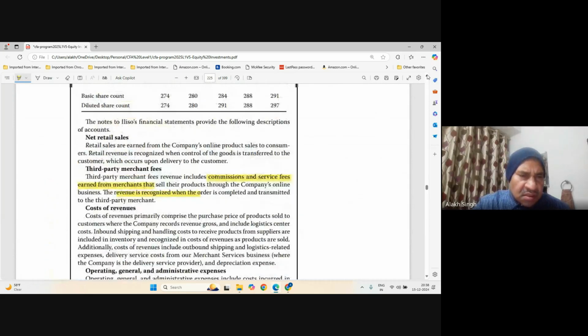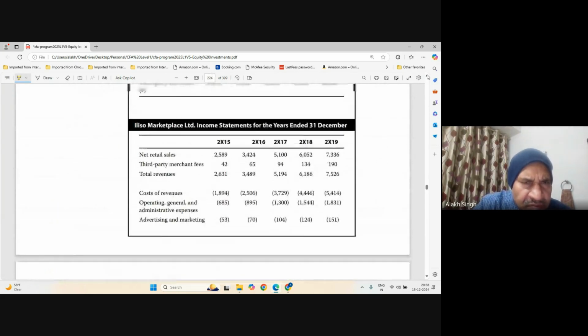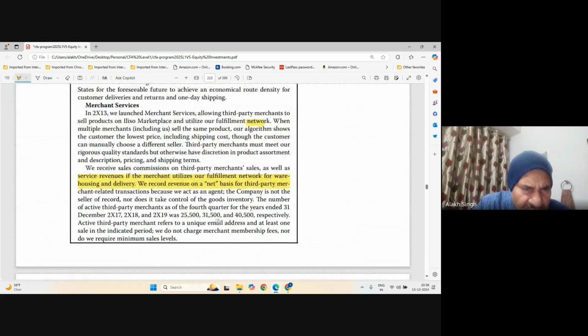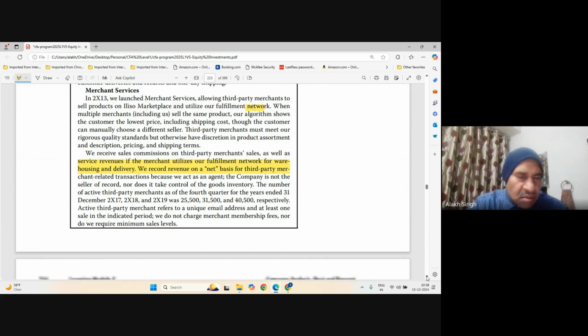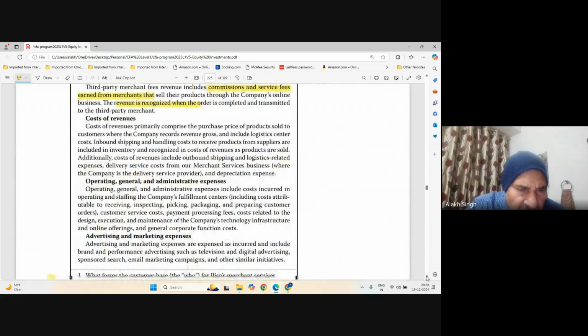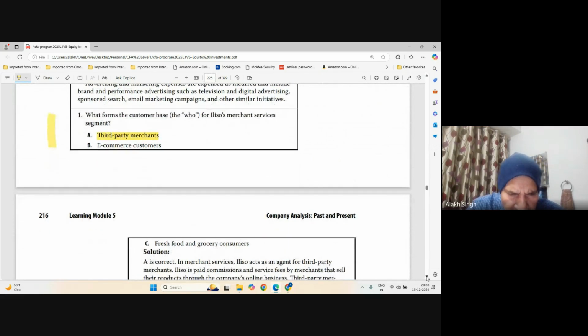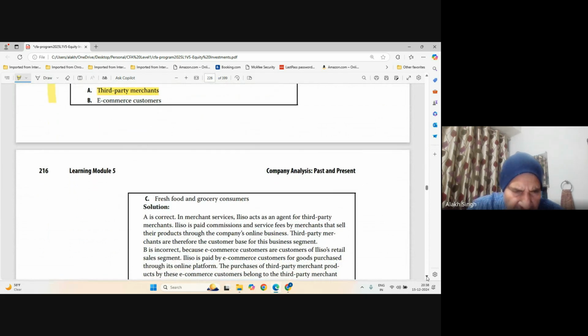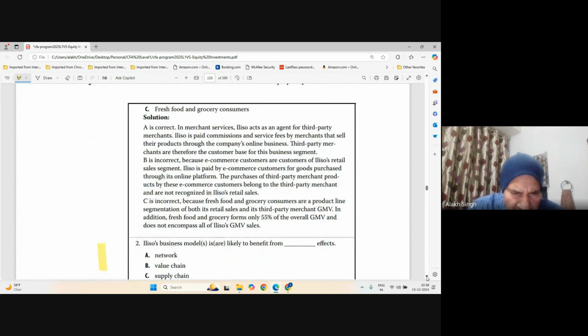third-party merchants. And what else? Service charges, no? These two were the earnings. So they are basically sales commission and service revenue. So they are the customers of merchant services. Third-party merchants are its customers because whoever is the source of revenue is your customer. Okay, that should be the answer. Let's see what the answer is. Third party, yeah, A is correct. Merchant services. Now, what is the next question?